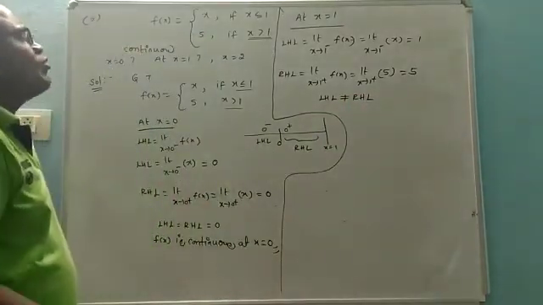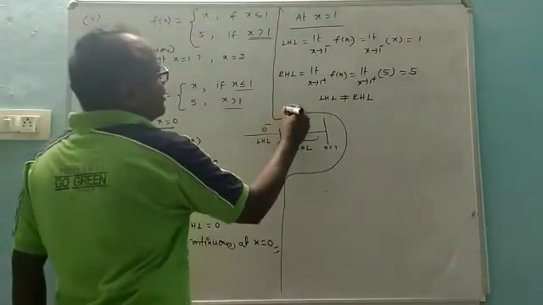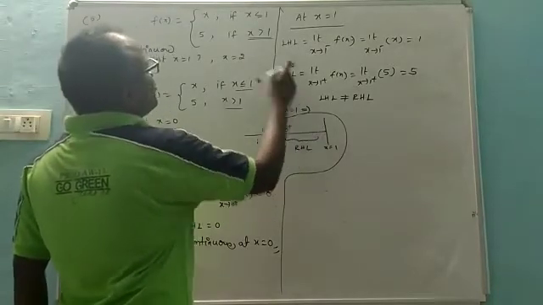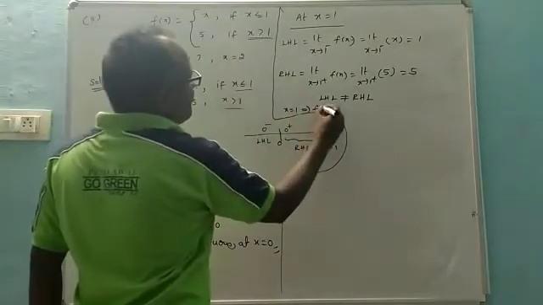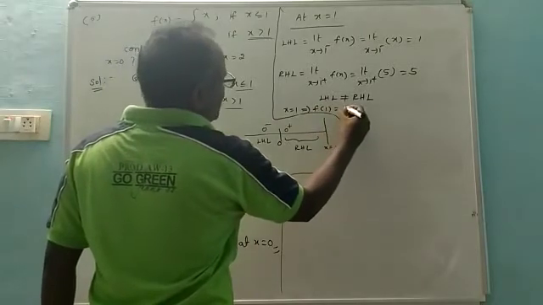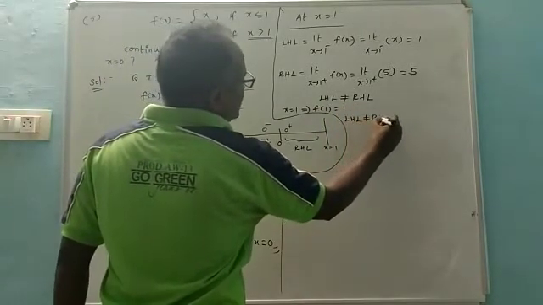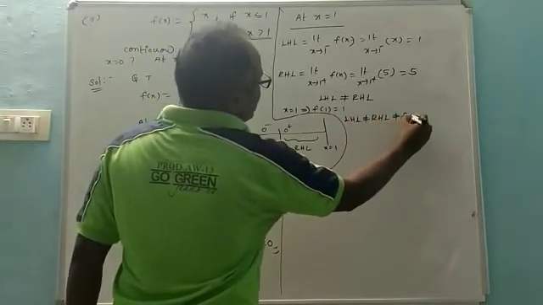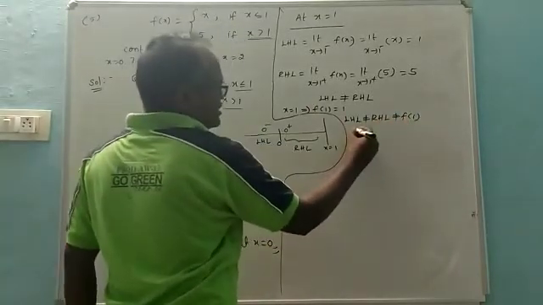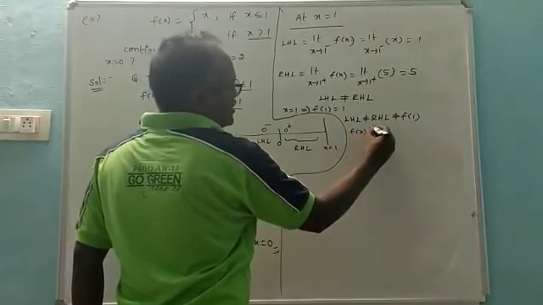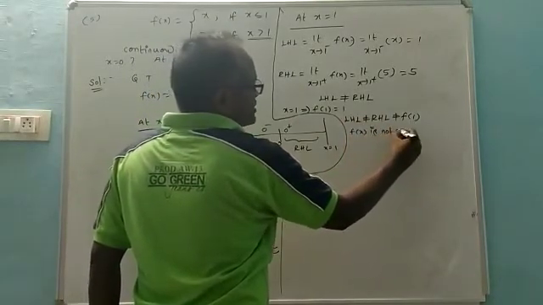So what about x equal to 1? If you take x equal to 1, it uses the same function, f of 1, which means 1. So left hand limit is not equal to right hand limit, and it is not equal to f of 1. Therefore, f of x is not continuous at x equal to 1.